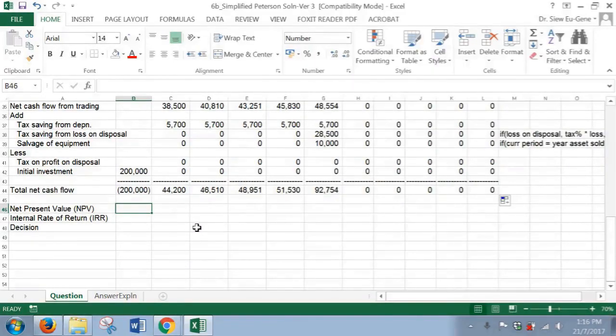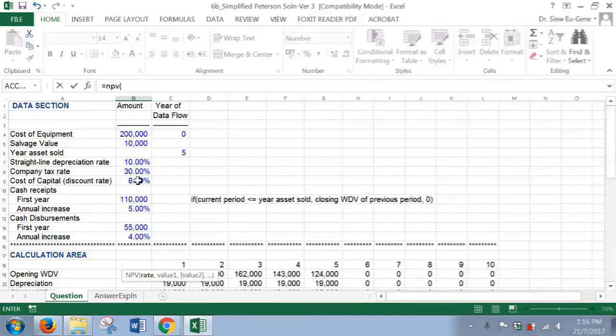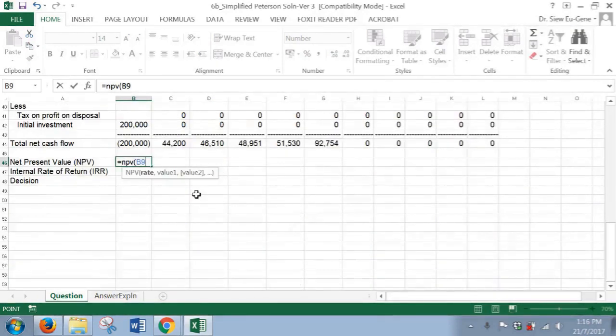Now, we are going to look at the net present value. Net present value is just basically the rate. The rate here is 8%, B9. You don't have to lock or worry about that because we are not going to copy across. It's just a single cell formula. Now, value 1, value 2, value 3. You have to be careful. You cannot include the year 0 because year 0, you don't discount it. So you have to include it outside the NPV formula. All right, this is just the way Excel handles net present value.